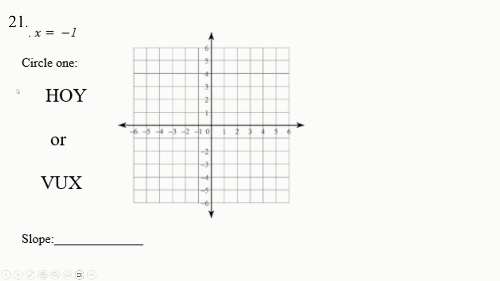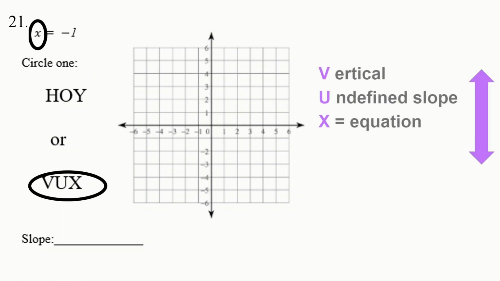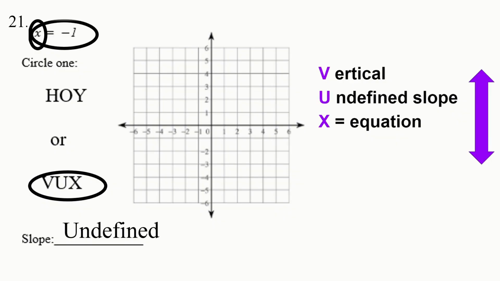Then we have x equals -1. Again, this is with an x, so it's going to be VUX. We write out what we have. So vertical, undefined, x equals. So slope is going to be undefined. And then x equals -1. Put our point at -1 and then draw our line.